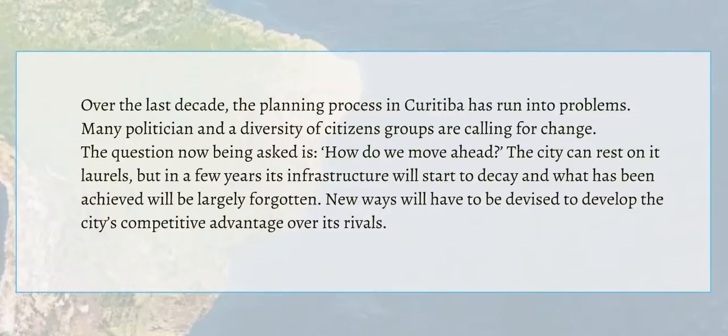Over the last decade, the planning process in Curitiba has run into problems. Many politicians and diverse citizens groups are calling for change. The question now being asked is, how do we move ahead? The city can rest on its laurels, but in a few years, its infrastructure will start to decay, and what has been achieved will be largely forgotten. New ways will have to be devised to develop the city's competitive advantage over its rivals.